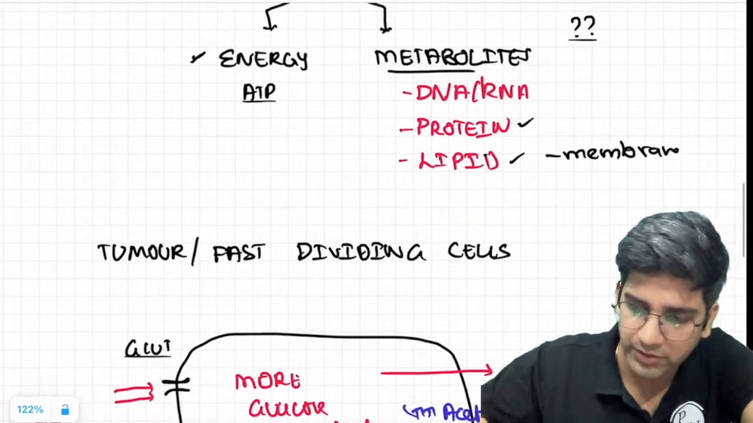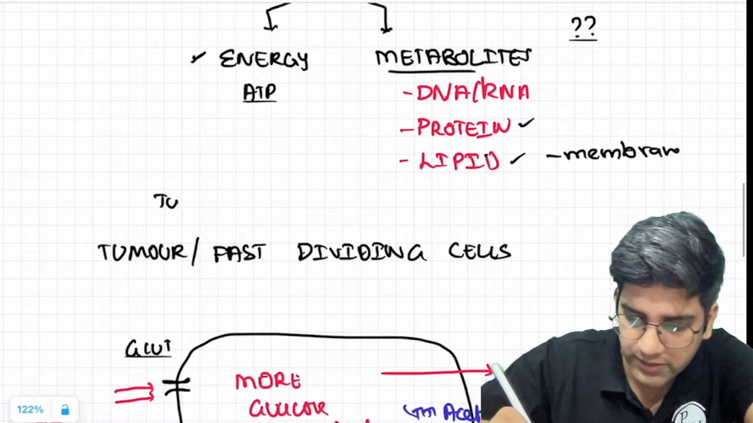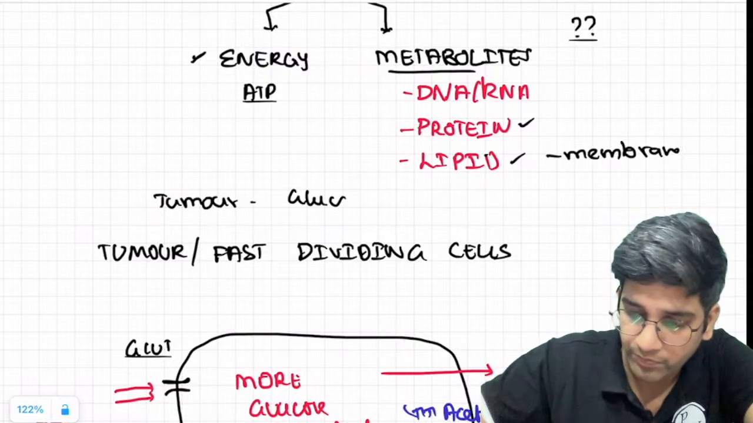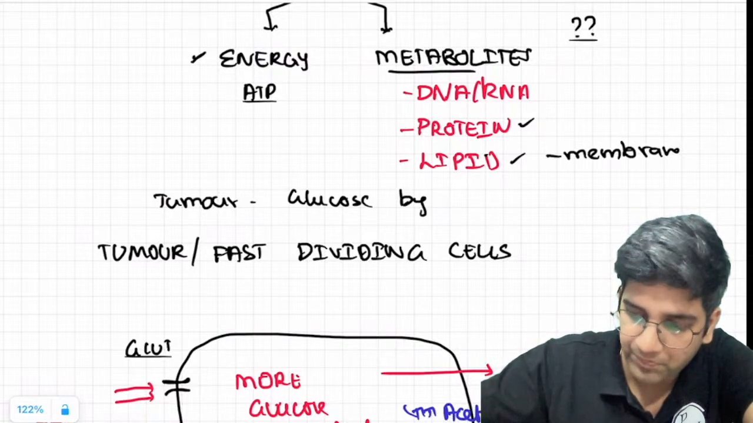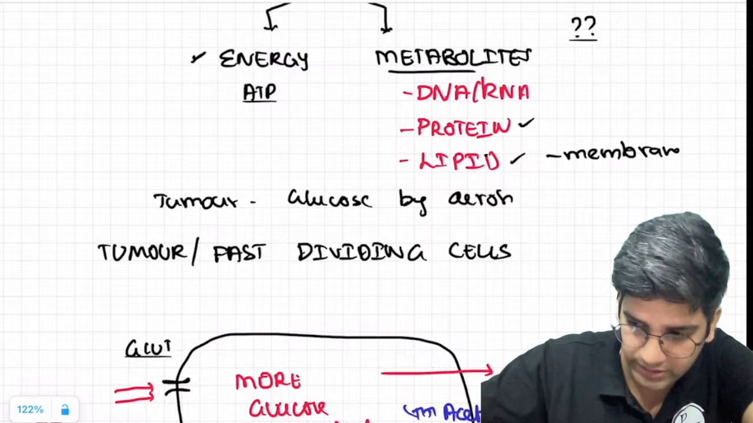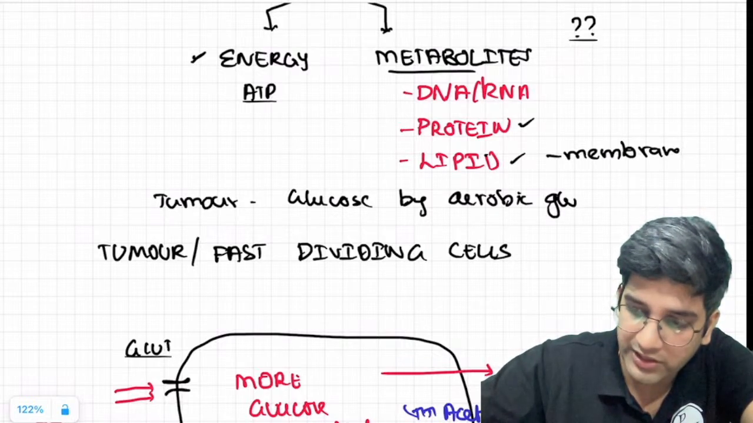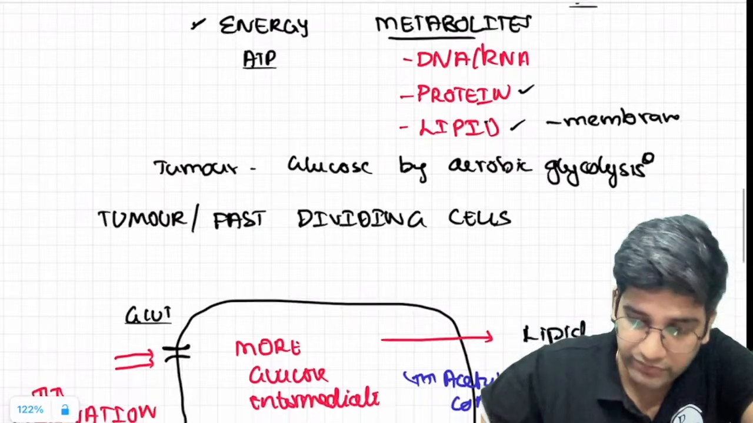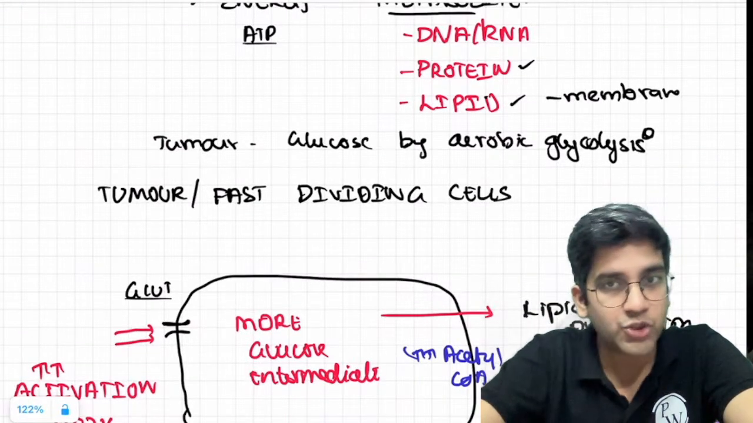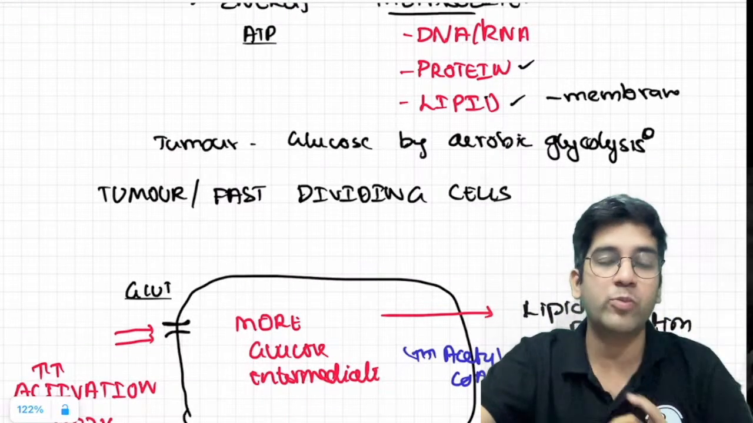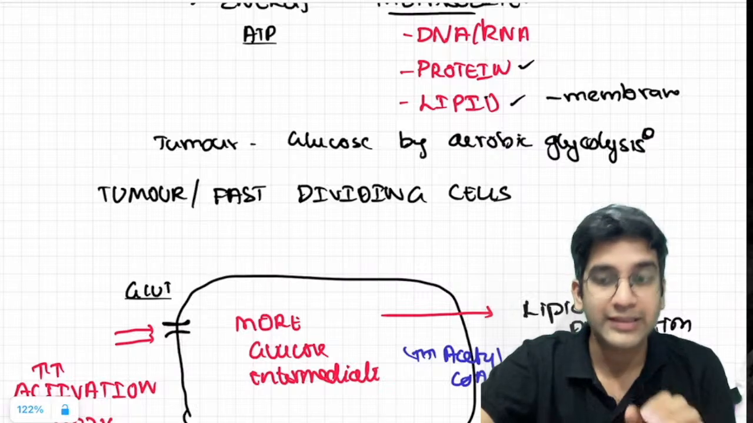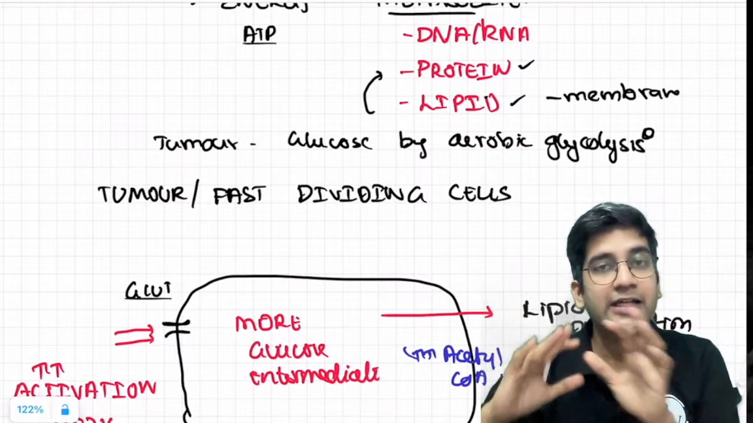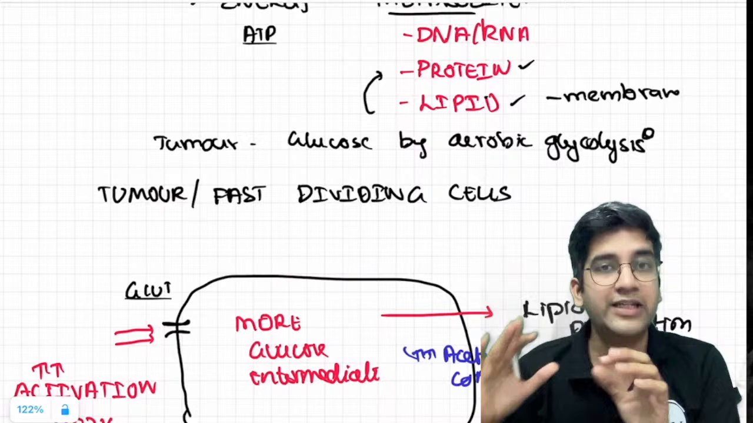Warburg's statement is very simple. He said tumor cells consume glucose for sure, but they consume glucose only by aerobic glycolysis. This might be a one-liner in your exam, or they might ask you in your viva, right? Only by aerobic glycolysis. That's why they were able to channelize everything to produce DNA, protein and lipid. We'll see how it happens.